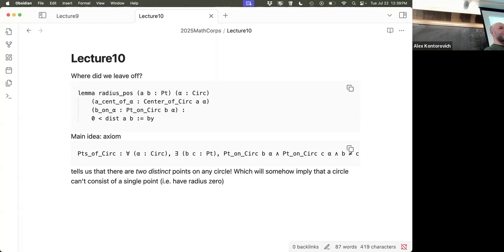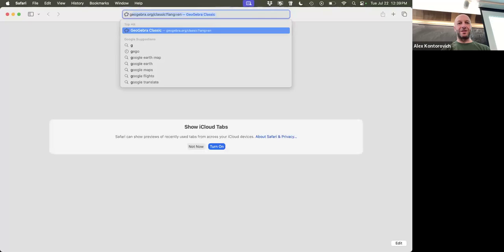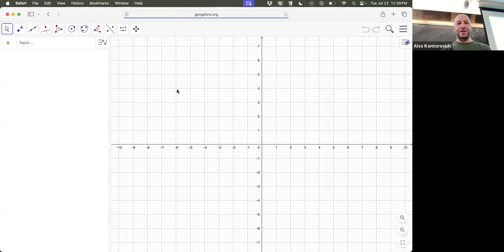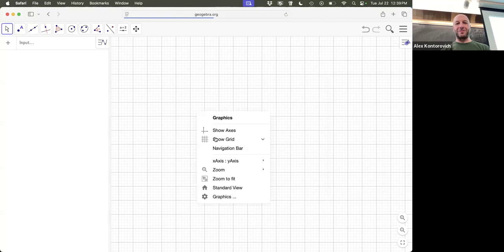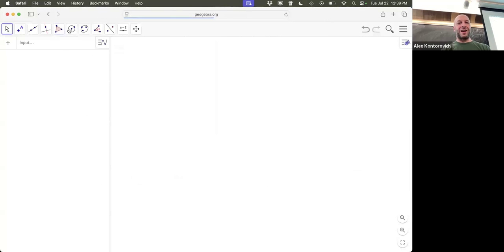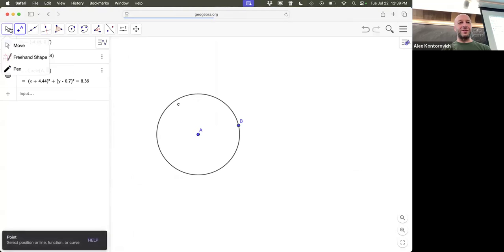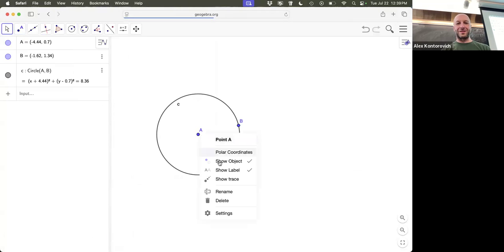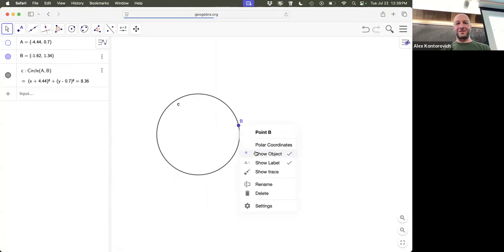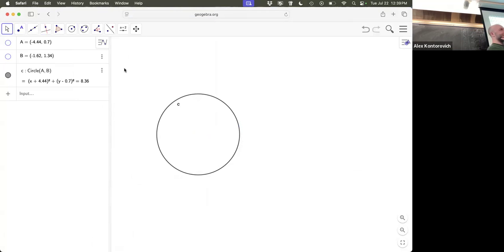For example, should I tell you one? Do you guys know, if someone gives you, let's open GeoGebra. So here's a little challenge. I give you a circle, but I forgot to give you the center. If I give you just a circle, how do you find the center? With straight edge and compass.